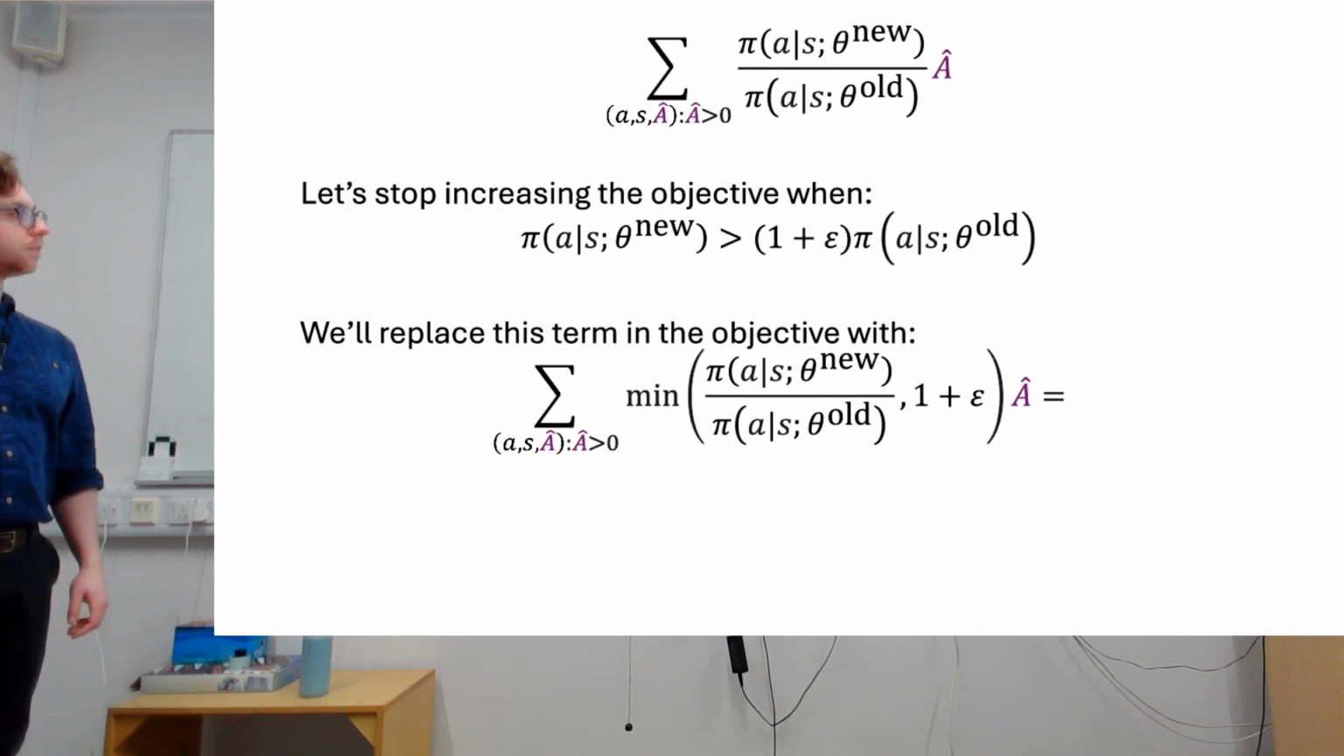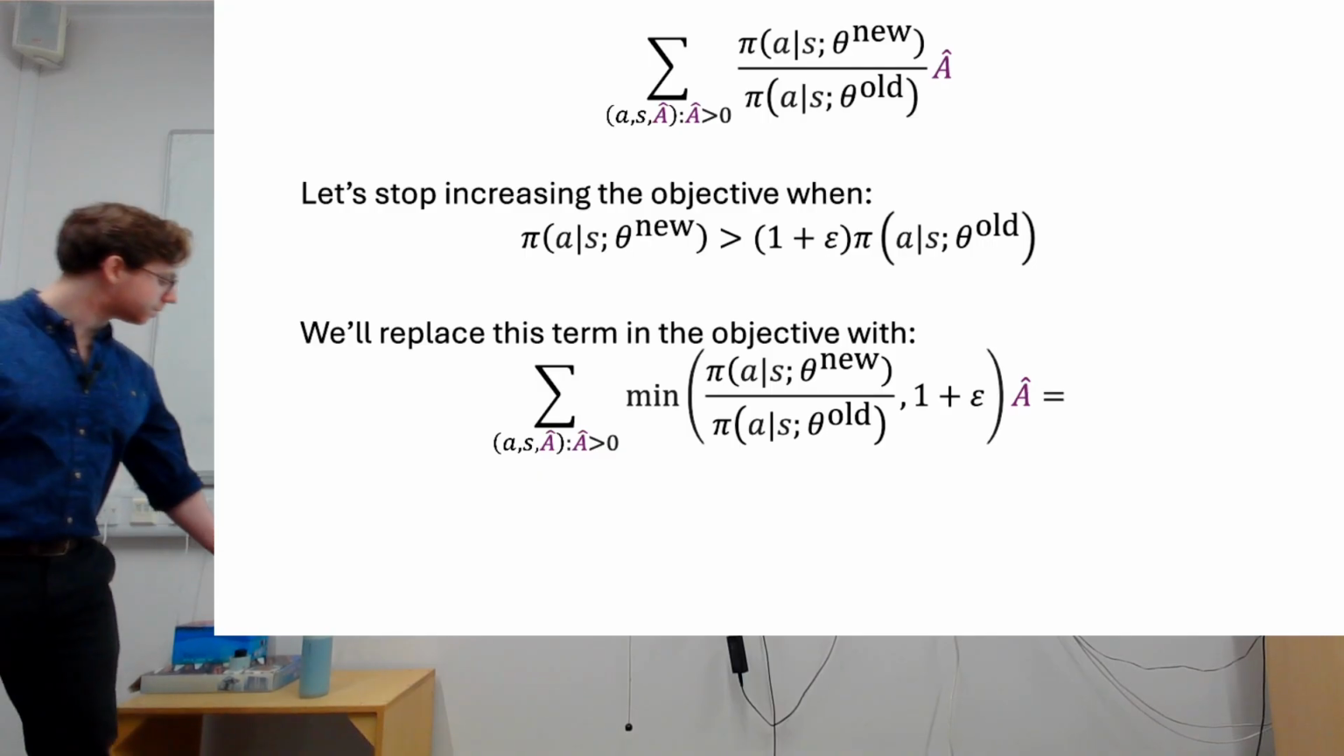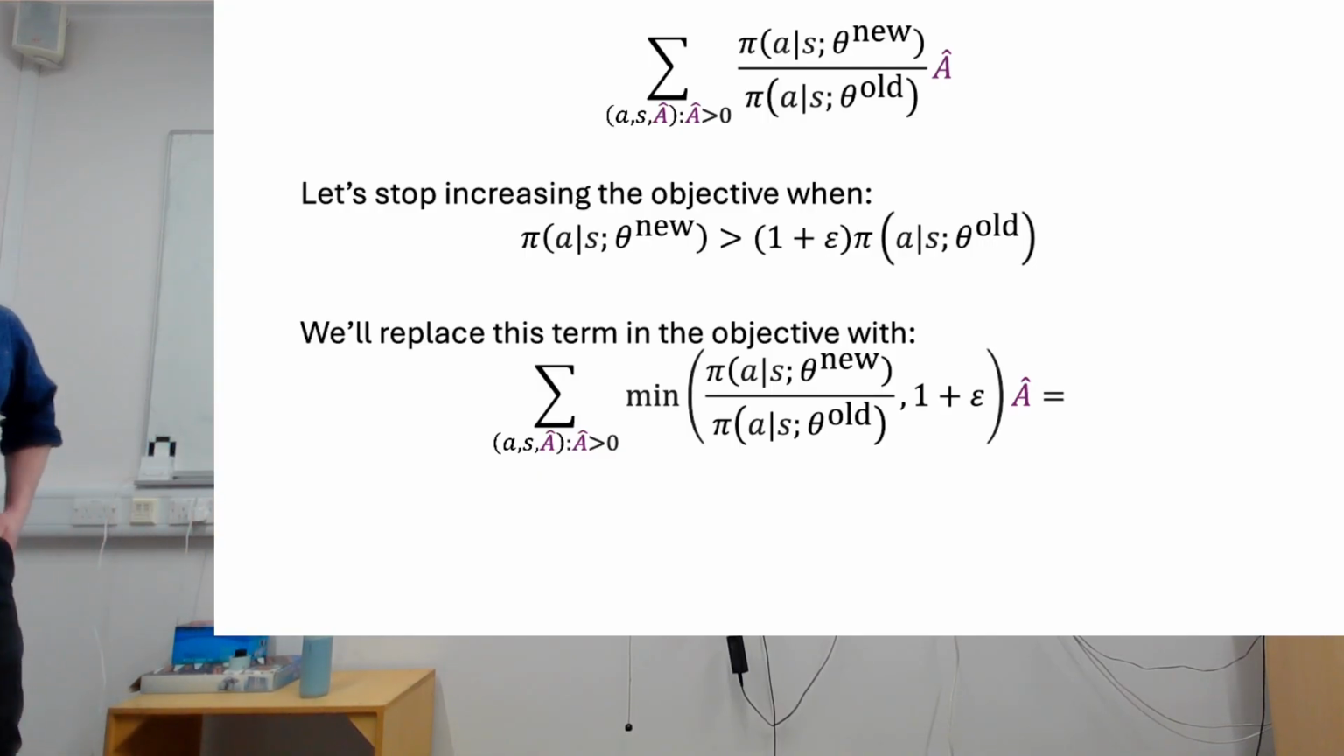So conceptually, this still doesn't fully bound the total change in pi. So how is this different than just using a really tiny learning rate?